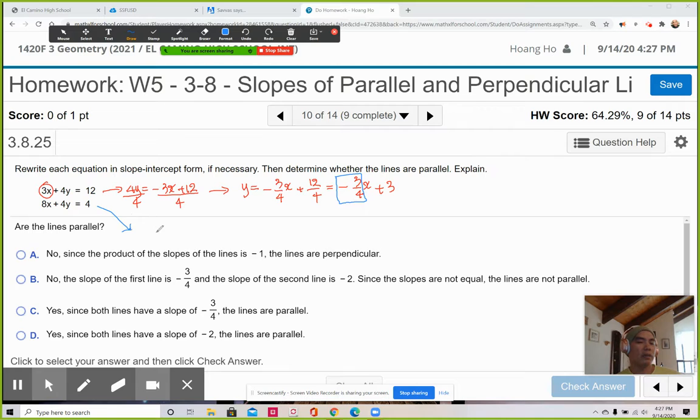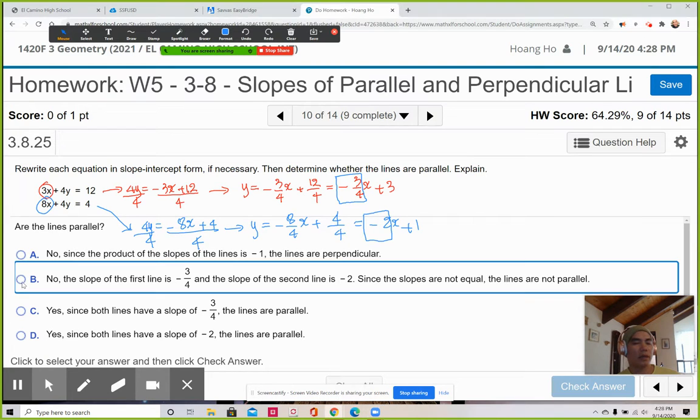Now the second line, okay, you do the same thing. You don't want 3x here. So 4y equals negative 8x plus 4. Divide by 4 on both sides, so I come out with y equals negative 8 over 4x plus 4 over 4. Clean it up, negative 2x plus 1. So the slope of the second line is negative 2. You can compare the two slopes, they are not the same. So the two lines are not parallel. Not parallel should be a no.